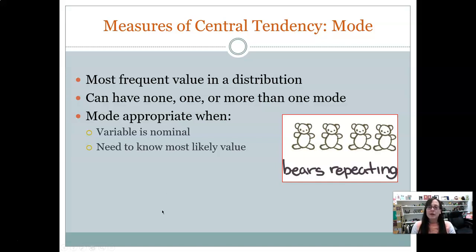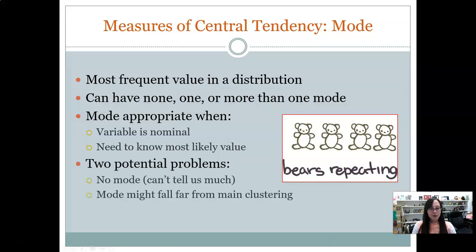But it's also useful if you just need to know the most likely value, even if it's a variable where you can do a whole lot with it. It's a quantitative variable, but you still want to know which one is happening the most. Two potential problems. If you have no mode, again, that doesn't happen all that often, but if you don't, then that doesn't really tell you very much, except that everything is equally likely to occur.